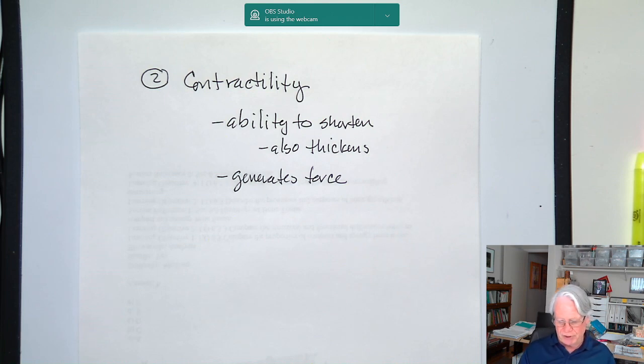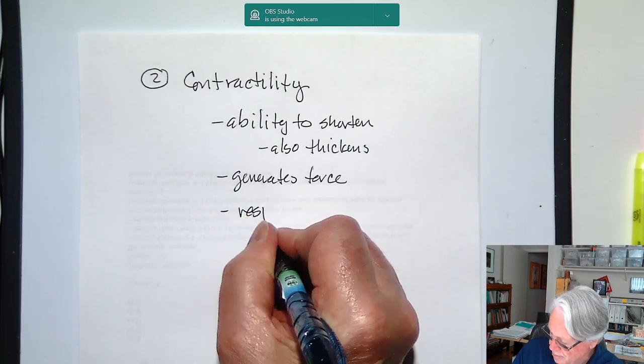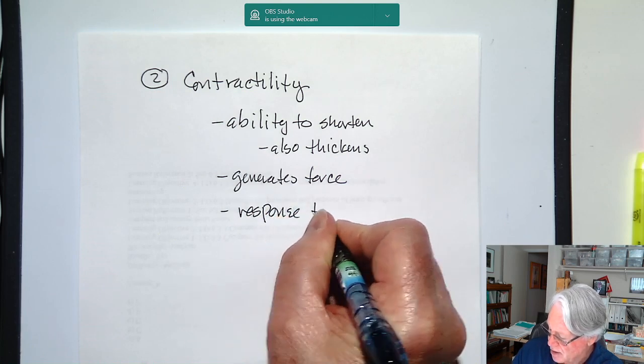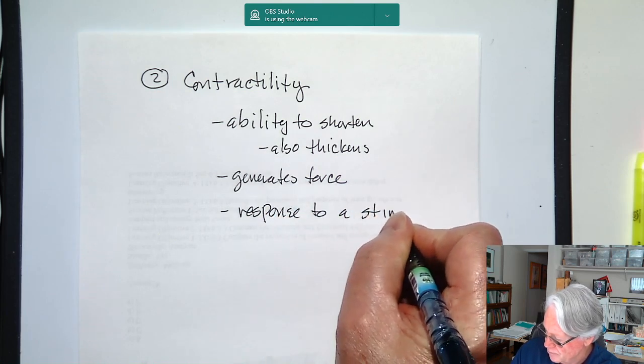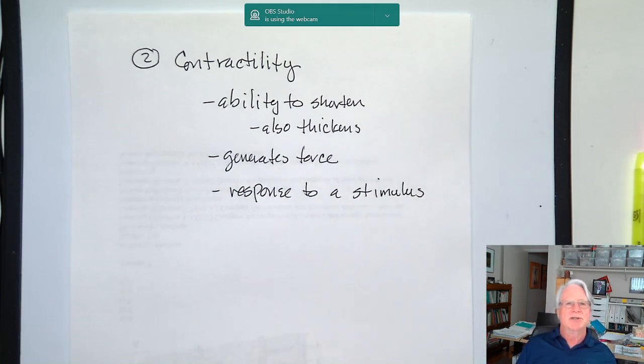They generate force. And that contractility is in response to a stimulus of some sort, which we have already defined. So first we stimulate the muscle, and its reaction is a contraction. And that's all muscles can do. Muscles cannot do anything more than contract. They cannot, on their own, stretch back out once they're contracted.